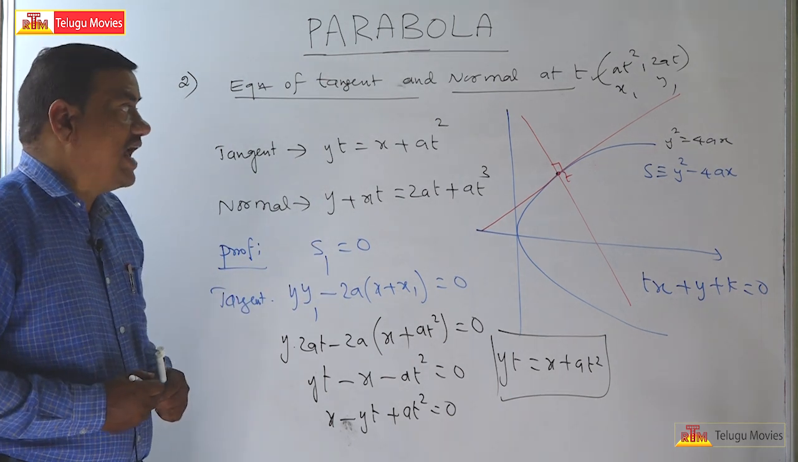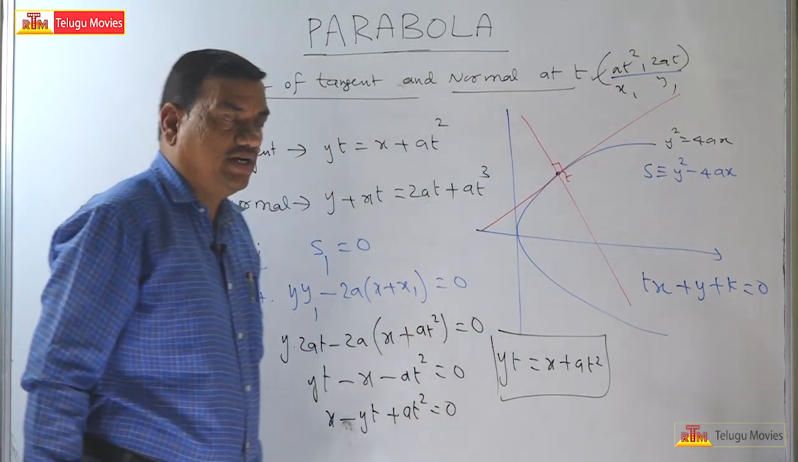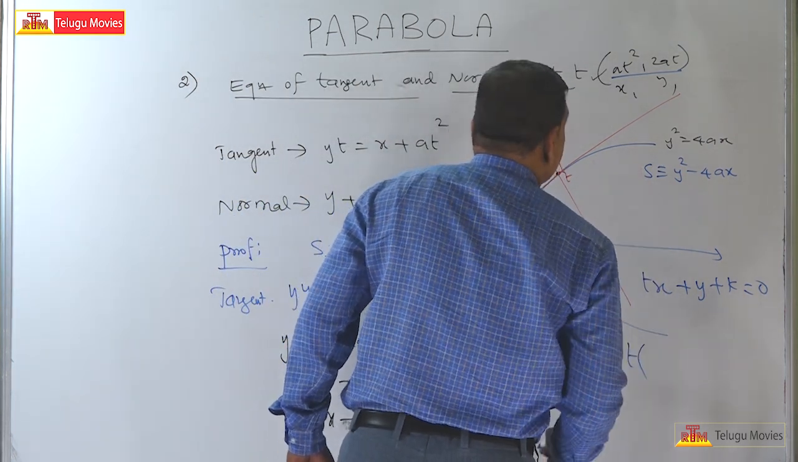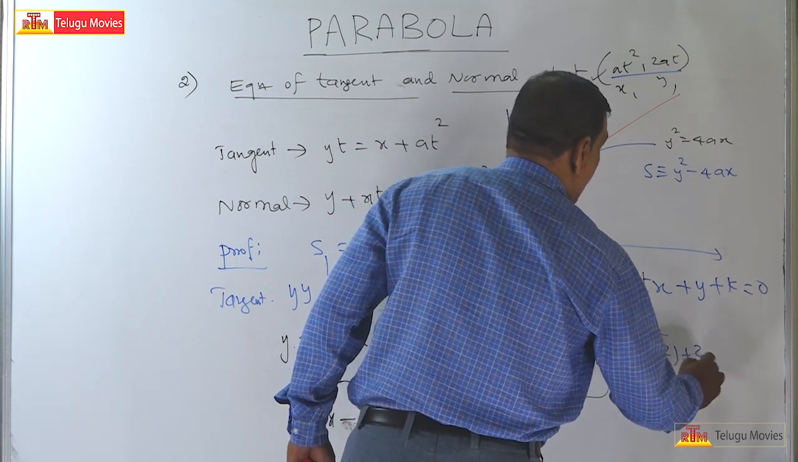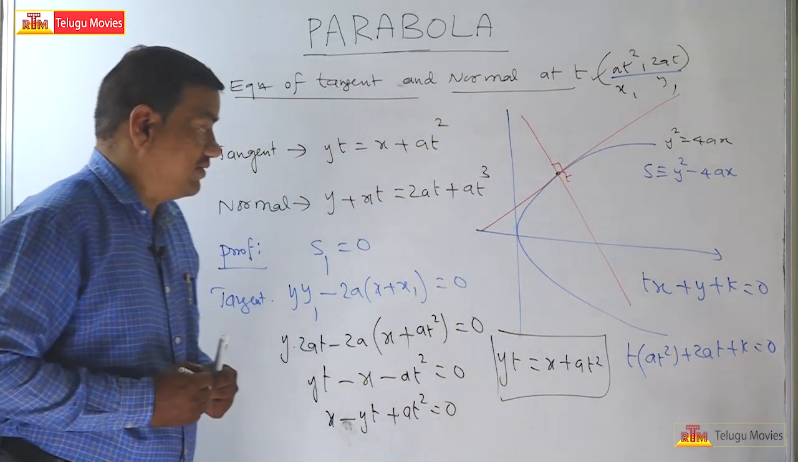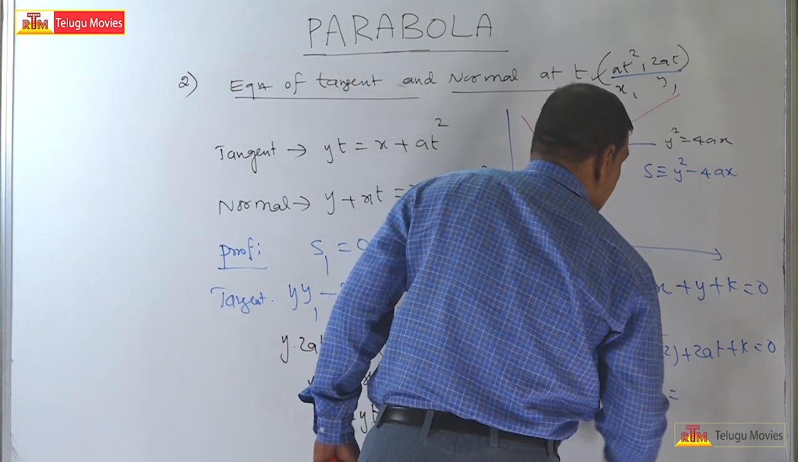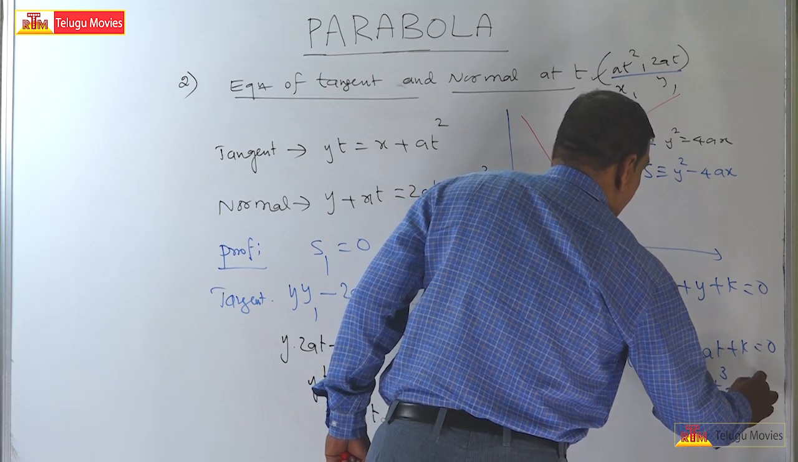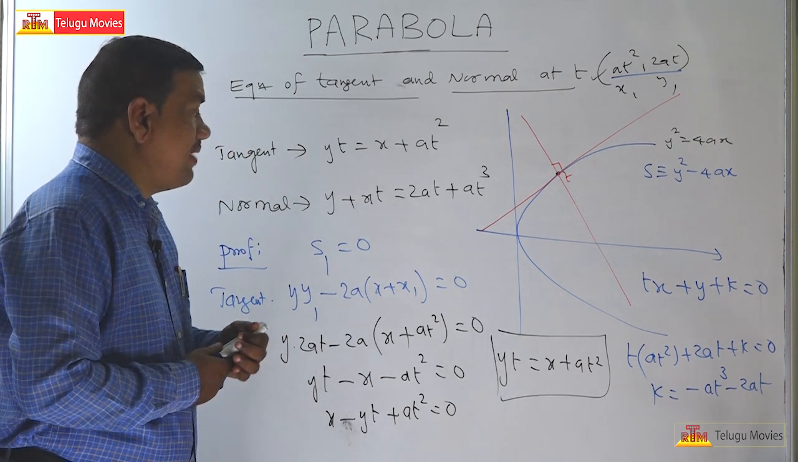How to find the k value? The normal also passes through the point at square comma 2at. That means t into at square, plus y value 2at, plus k is equal to 0. Understand? From this, what is your k value? Your k value is minus at cube minus 2at.